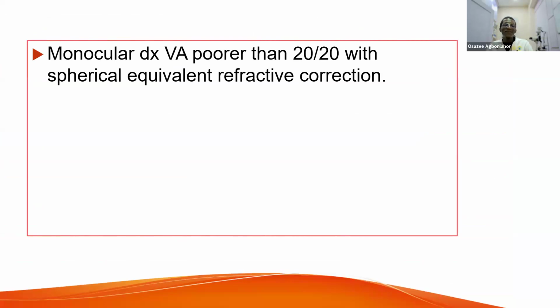Monocular distant visual acuity poorer than 20/20 with spherical equivalent refractive correction. Here you're looking at patients that have monocular vision poorer than 20/20. In contact lens fitting, especially for multifocal contact lenses, we try as much as we can to ensure that distant vision remains 20/20. We don't want to go below that, particularly if the patient prefers or does more distant activities compared to near. So we always prioritize that distant visual acuity remains 20/20.